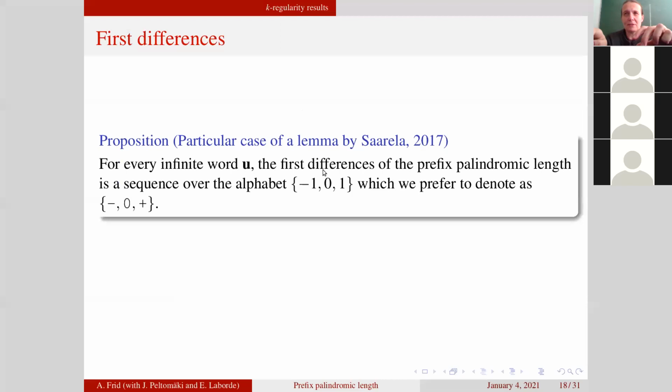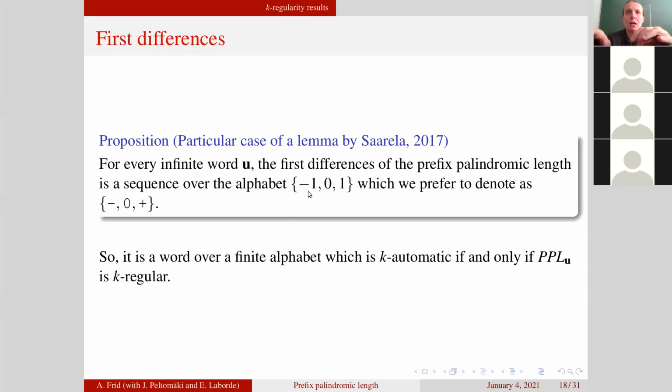So there are only three possible values. This is true for every infinite word. And so a sequence is k-regular if and only if its first differences are k-regular, and a k-regular sequence which takes only a finite number of values is k-automatic. So in fact, we should only check if the first differences of the prefix palindromic lengths are k-automatic. It's just more convenient to work immediately with the first differences of the prefix palindromic lengths and not with the function itself, because everything will be automatic. Automatic words are nice.